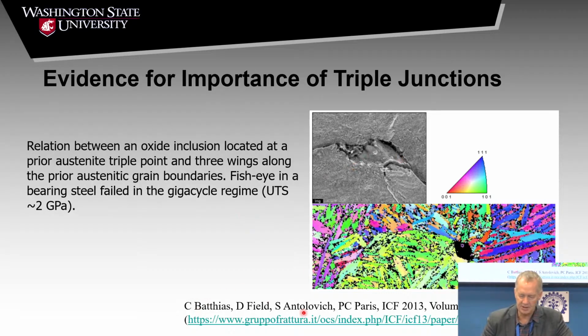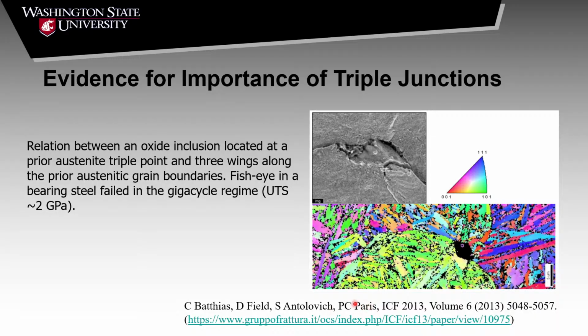Claude Bathias, Steve Antolovich, Paul Paris, they are fatigue experts, particularly in ultra high cycle fatigue. So they can fatigue materials at greater than 20,000 hertz, 100,000 hertz. They can cycle materials that fast. And in ultra high strength steel, so this is bearing steel, they're calling it, which has a strength of about 2 GPa, very high strength, we get these failures that occur at what they call a fisheye. So they get this fisheye that they see in the structure, and failures occur from that.